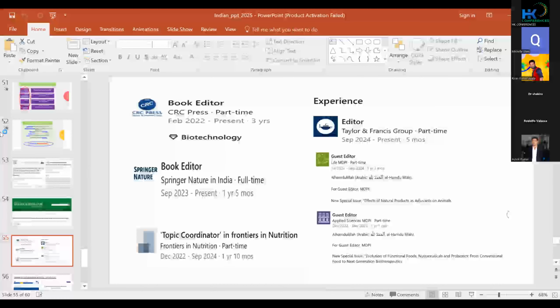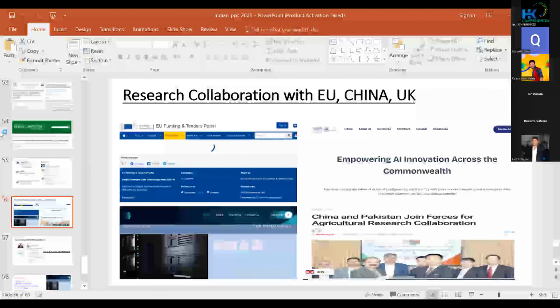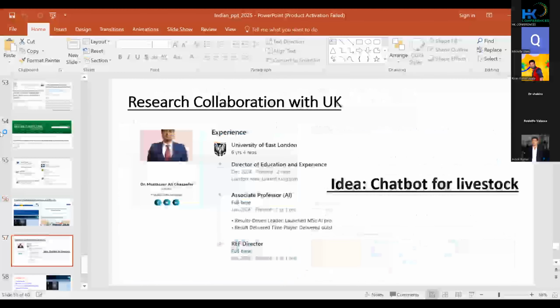the readers. Some books are under writing process with Springer Nature as well as CSE Press, where we are using the concept of AI in probiotic selection to build a new model, right? So this is another area. We have a research collaboration with the European Union, China, and the UK, where we are using the concept of a chatbot for livestock.